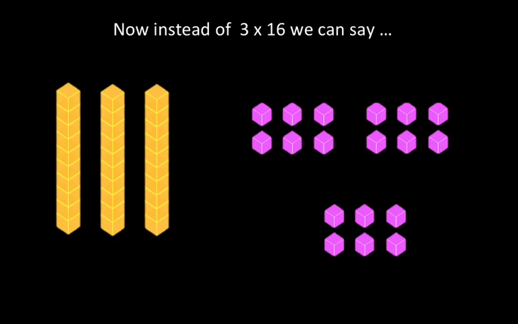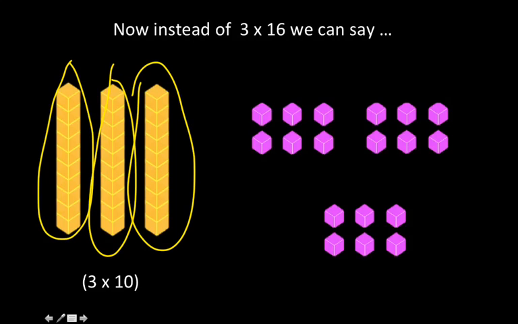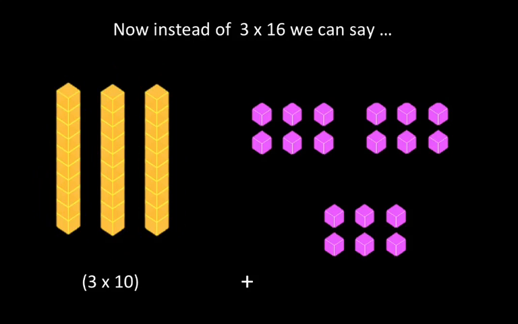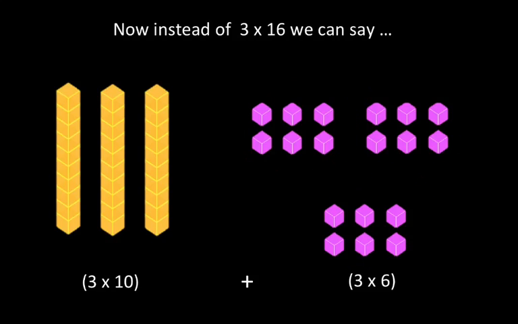I still have my 3 groups of 10. Right? They're right here. 1 group of 10, 2 groups of 10, 3 groups of 10. And I still have my 3 groups of 6. They're right here. 1, 2, 3 groups of 6. So all I would need to do to get the total number of cubes is just add them all up. I still have 3 10s and 3 6s. Now I just need to add them up.